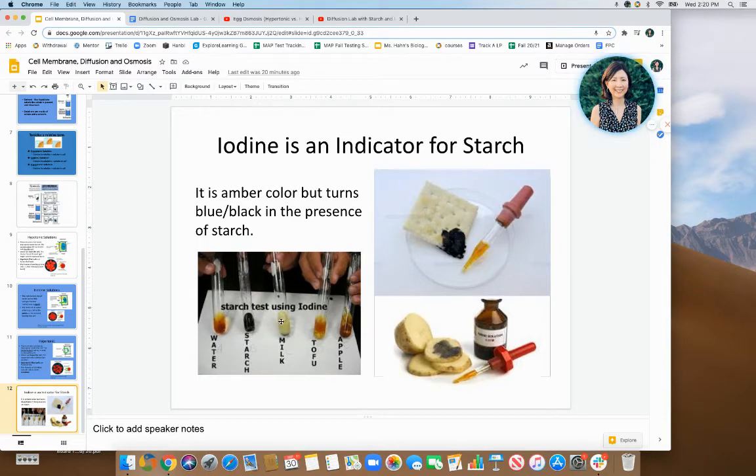Milk does not have a lot of starch. It has a lot of sugar, but it doesn't have a lot of starch, so it just stayed. It looks like it got a little black down there. Tofu is mostly protein, so that did not turn blue-black. And the apple looks like it has a little bit of black. Apples have a little bit of starch. I wonder if milk has starch. That looks pretty black to me.